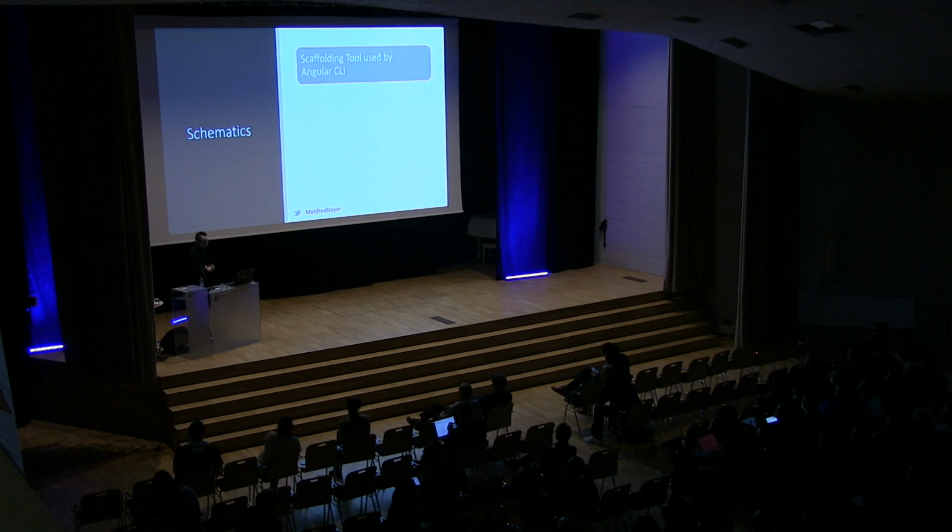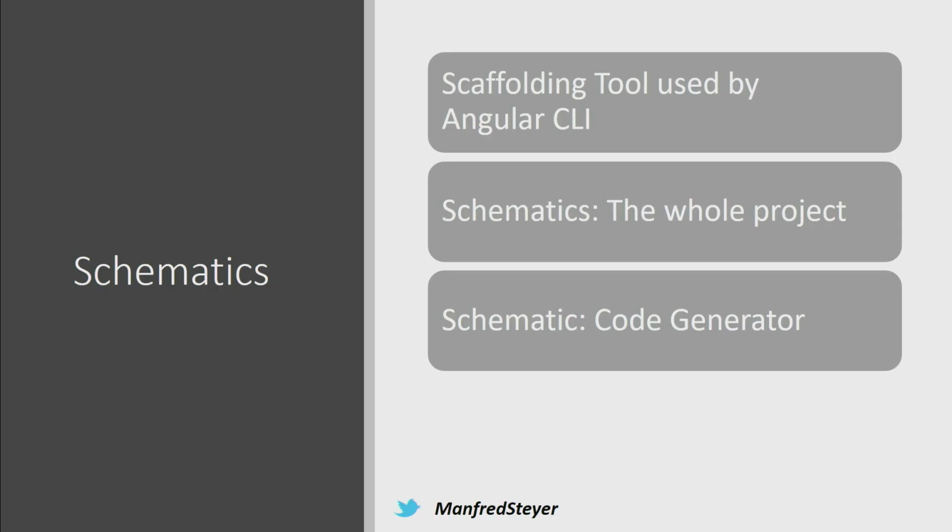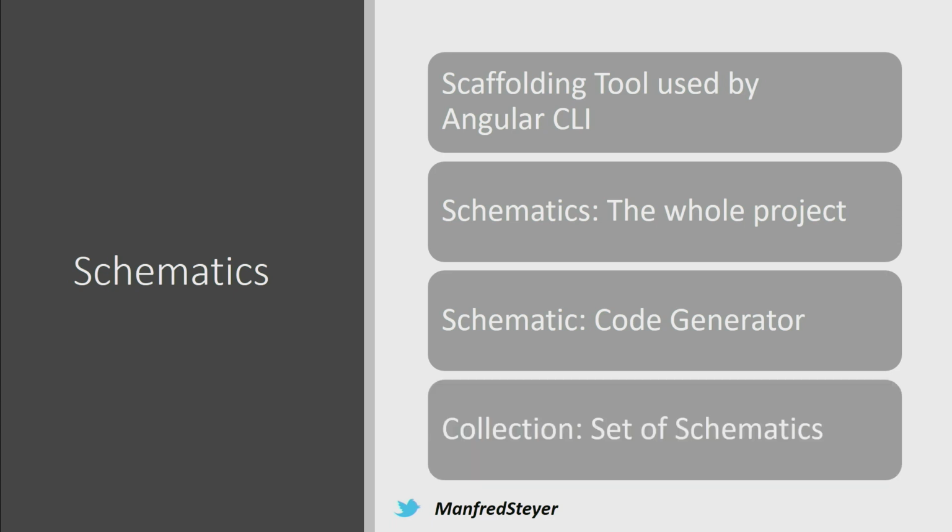Schematics is the tool used by the CLI to scaffold stuff, to scaffold components, modules, and services. And it is also the name of the project behind it. In addition to that, schematics is also the name of the code generators created with it. So the name Schematics is used for both, as you see here. And in addition to that, there is another term that might be interesting for you. This term is called collection. A collection is nothing else than a set of schematics. A set with code generators that belong to each other.